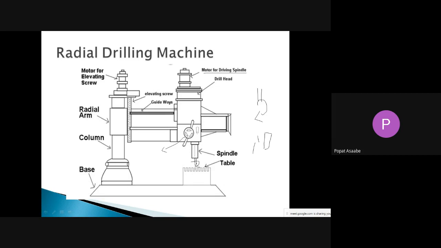With the help of the hand wheel we can press the drill bit into the workpiece, and the drill bit removes the metal from the workpiece and produces a hole on it. This is the simple working of the radial drilling machine.